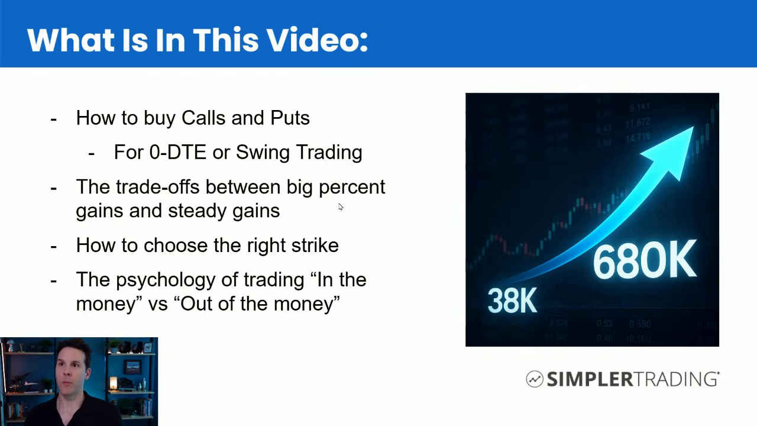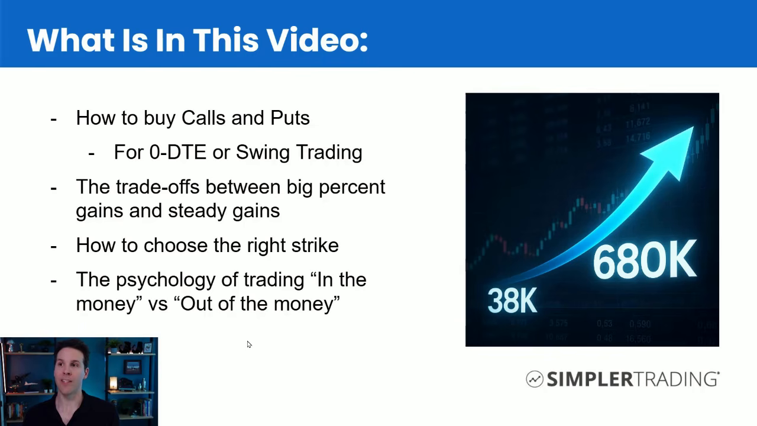The trade-offs between big percent gains, like the big 2,000% gain that I did, or steady gains. When you try to go for the big ones, the 2,000%, I've even seen 3, 4, 5,000% gains on 0DTE, it's unlikely for them to happen. That's why they are priced the way they are. So when they do, it's kind of a crazy thing. You have this trade-off between something that has a more likely chance of working, so they're going to pay you less, or the thing that is very unlikely to happen and they will pay you more if it does happen, and how to choose the right strike for that.